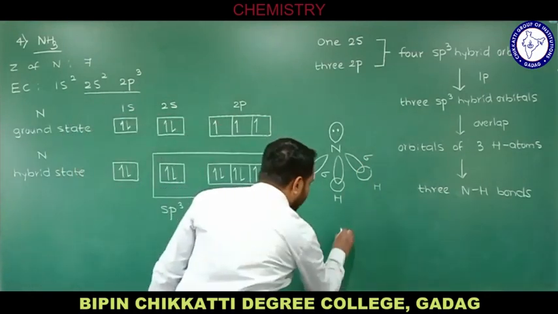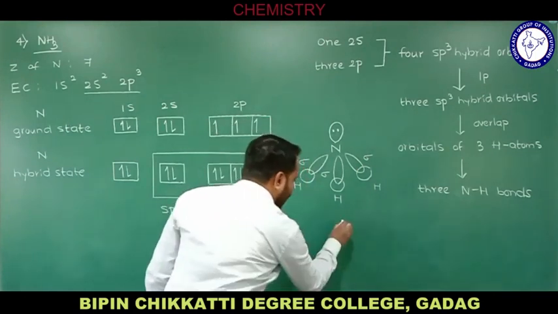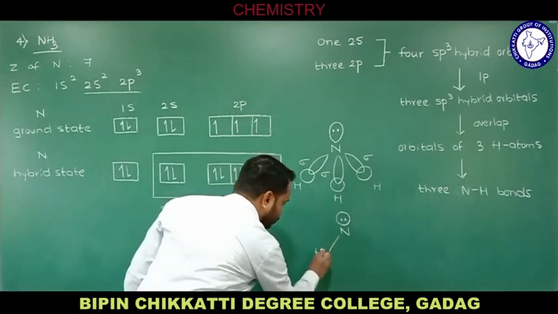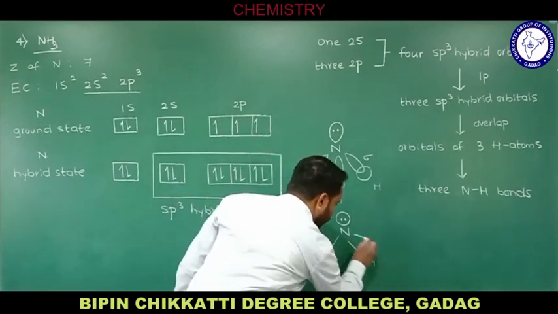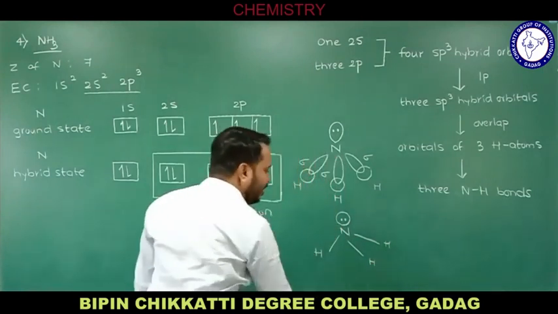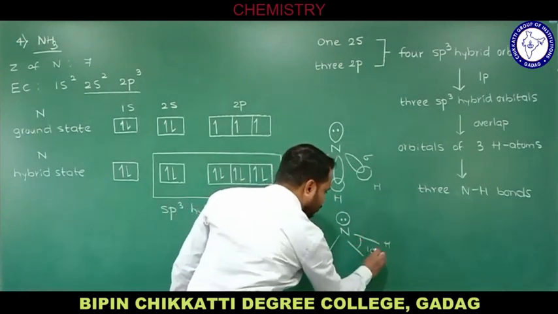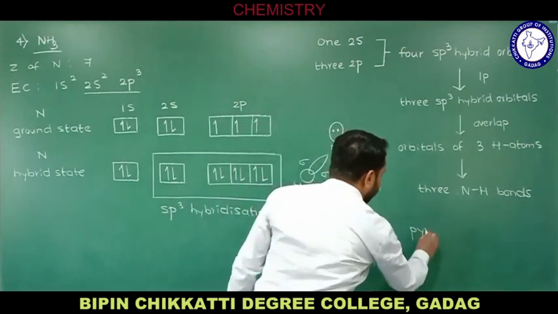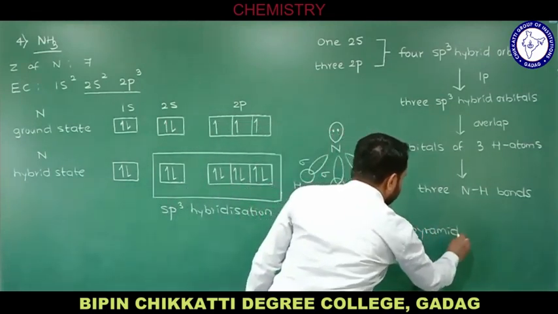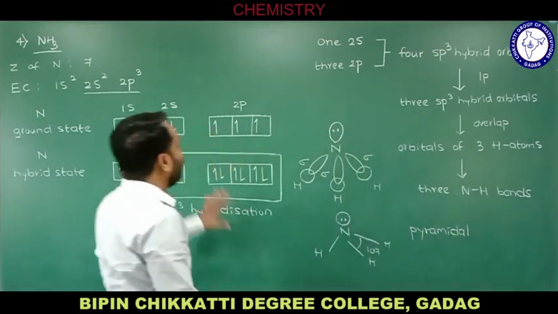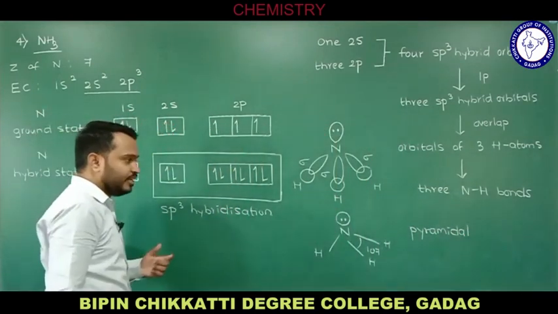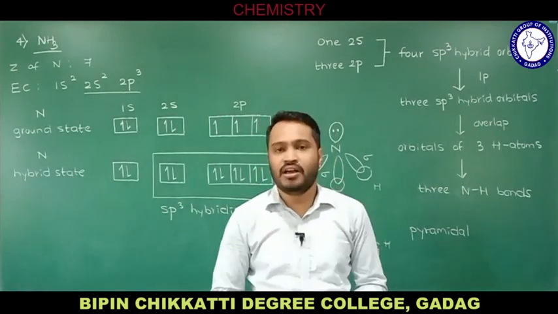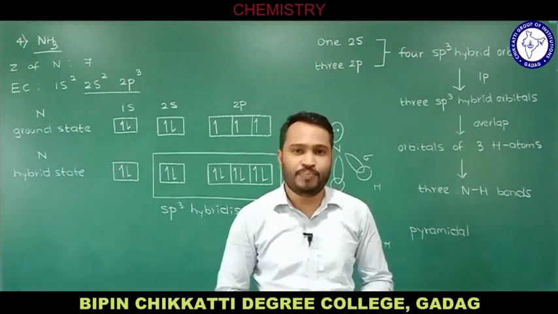In simple terms, I can mention the nitrogen we have, and one lone pair of electrons on the nitrogen, and 3 hydrogens present at 3 corners of the tetrahedron, and the bond angle between these is 107 degrees. And now you can predict the shape will be pyramidal. That is how the hybridization of ammonia is sp3, the shape is pyramidal, the bond angle is 107 degrees, but remember ammonia has one lone pair of electrons.